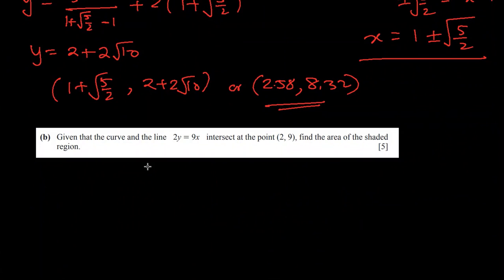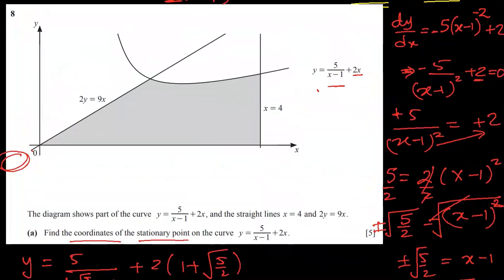Great. So what next? Given that the curve and the line 2y equals 9x intersect at (2, 9), find the area of the shaded region. So they have already made our job easy by giving us this point, (2, 9), this one. So if we draw a line downwards, we already know the area of this triangle. We can find it easily. What is the area of a triangle? Half base times height. What will be the base of this triangle, which is this horizontal line? It will be the x coordinate of the point of intersection, which is 2. What is the height? The y coordinate is the height.